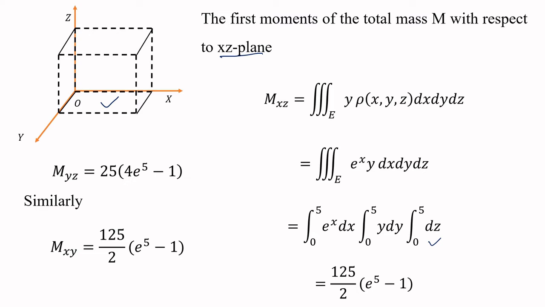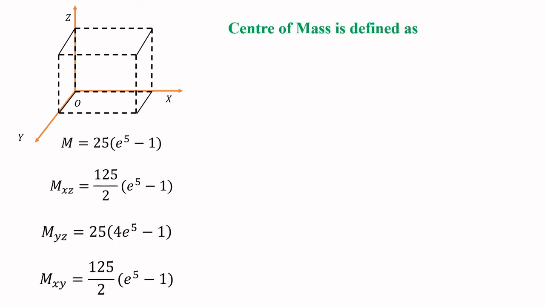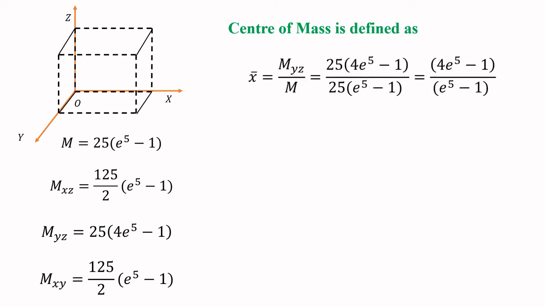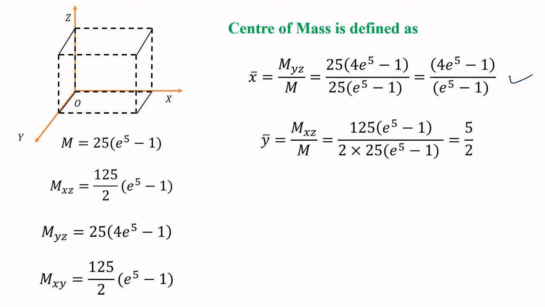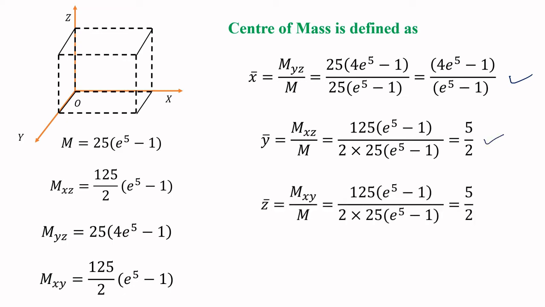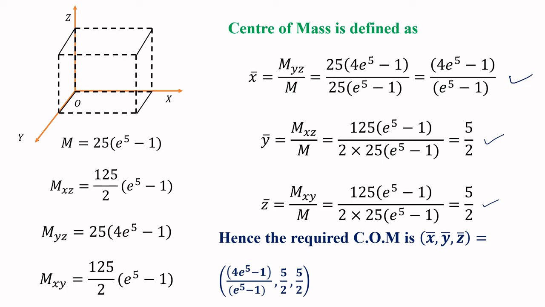After calculating all these three values, and the mass we have also written here, now we go for the center of mass. The center of mass for the x coordinate, x bar, is the moment upon mass, that we have calculated. Similarly for the y dimension it is 5 by 2, and for the z dimension it is again 5 by 2. All that we have calculated, you can verify from here also. So the required center of mass can be given in this way. This is your required answer.